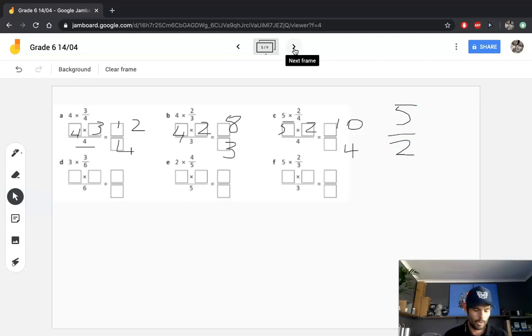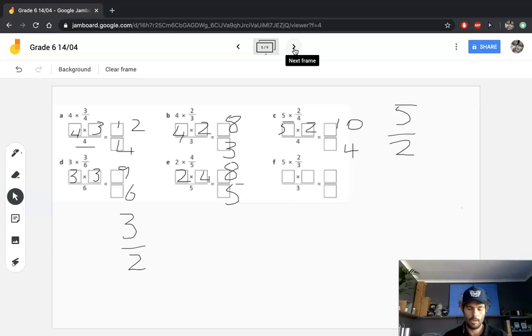For D, we're going to have 3 multiplied by 3, which is 9 over 6. Okay, and again, I can simplify that to 3 over 2, because 3 goes into both 9 and 6. For E, I'm going to have 2 multiplied by 4 equals 8 over 5. Okay, that cannot be simplified any further.